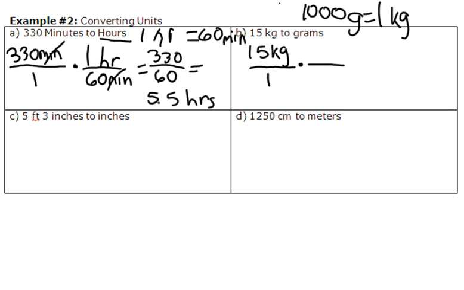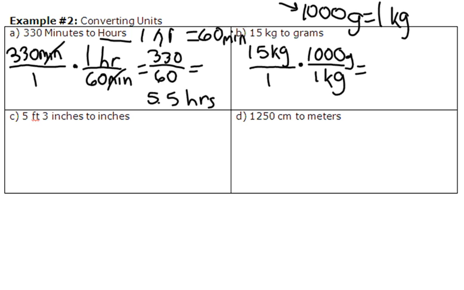I just found out that 1,000 grams equals 1 kilogram from my conversion chart. I'm going to write that as a fraction. Since I want to go to grams, that's what goes on the top of my fraction. It's 1,000 grams, and on the bottom would be 1 kilogram.